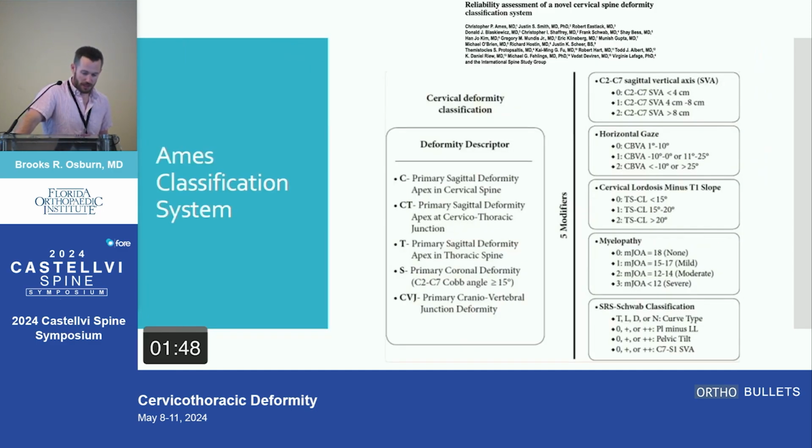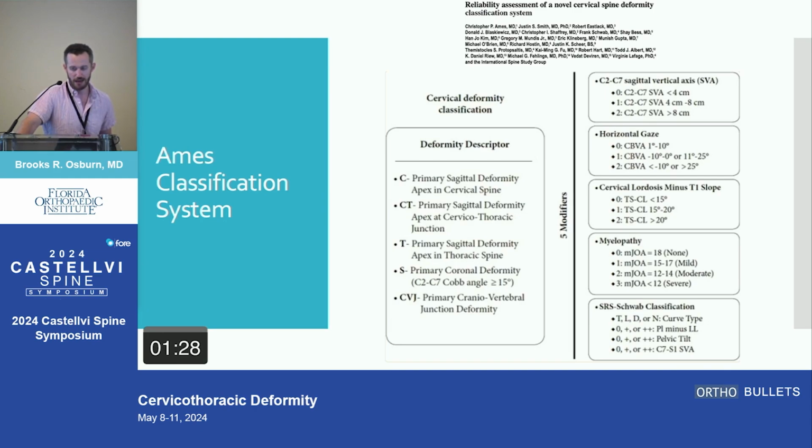But where does all this play? How can we describe it? You can sit there and measure all these angles for 20 minutes, but what does it mean? How do we communicate it to other physicians? There are two classification systems that are based off of static radiographs, and then one that is based off of dynamic radiographs. The first one was the Ames classification system.